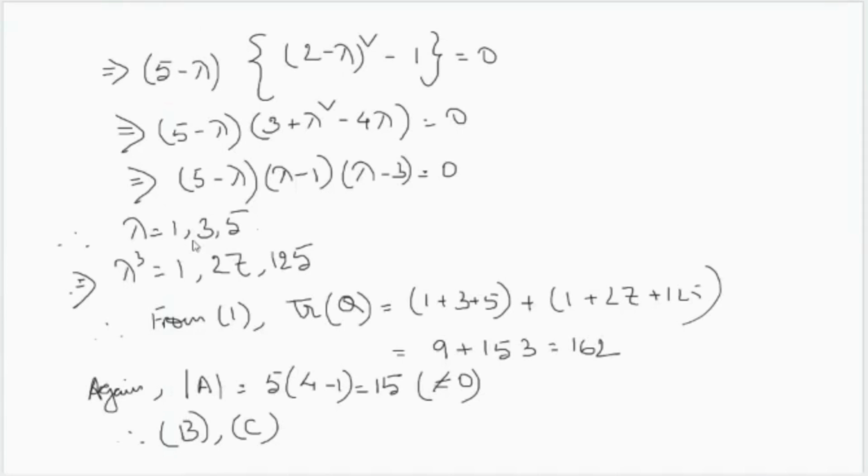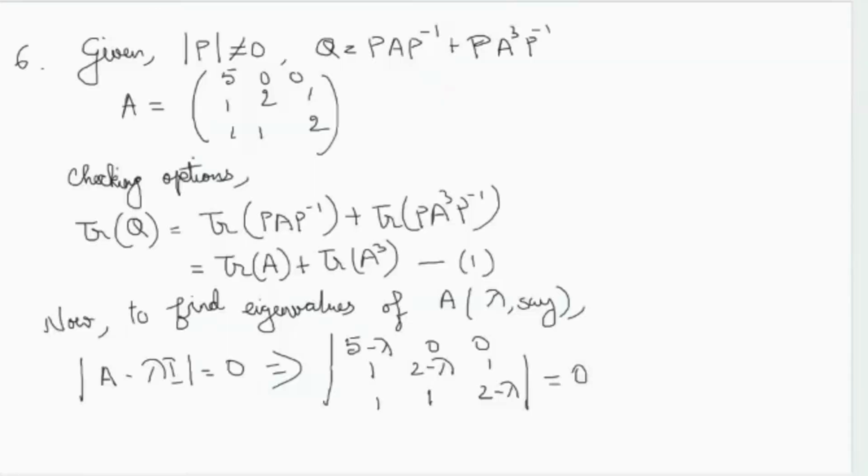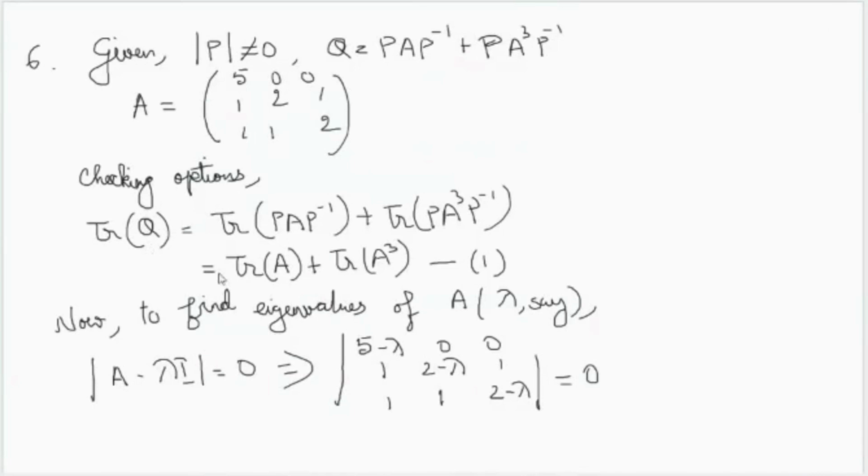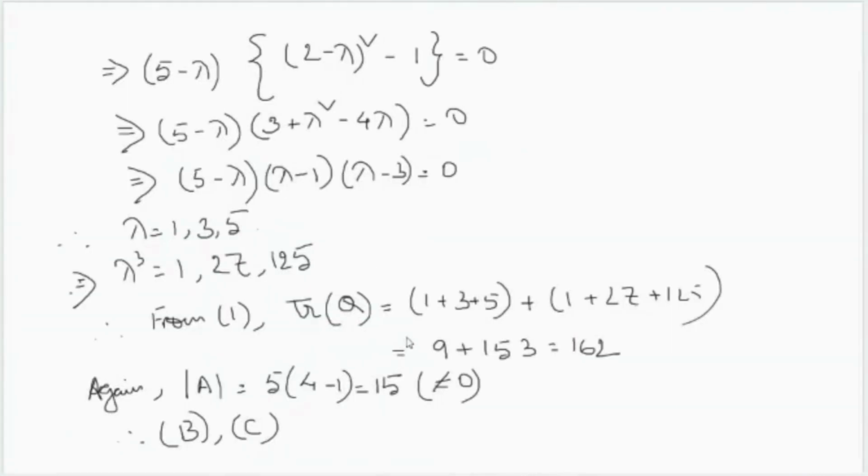And it's a property that if the eigenvalues of A are given by lambda, then the eigenvalues of A cube are given by lambda cube. So the trace of A cube is actually the sum of the lambda cube values, that is 1 plus 27 plus 125. And from equation 1, let me get back to equation 1 once. Here it says trace of Q is equal to trace of A plus trace of A cube. So in this step, I have simply written down trace of A here and trace of A cube here, and that comes out to 162. So trace of Q is 162.